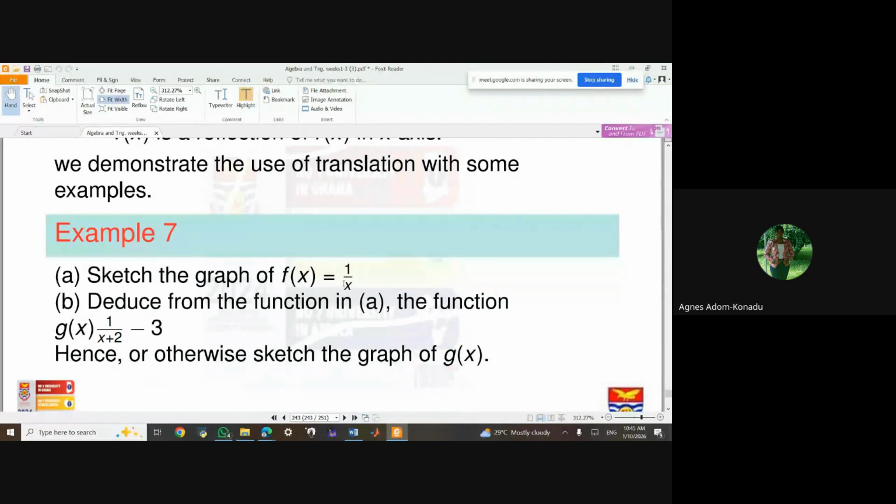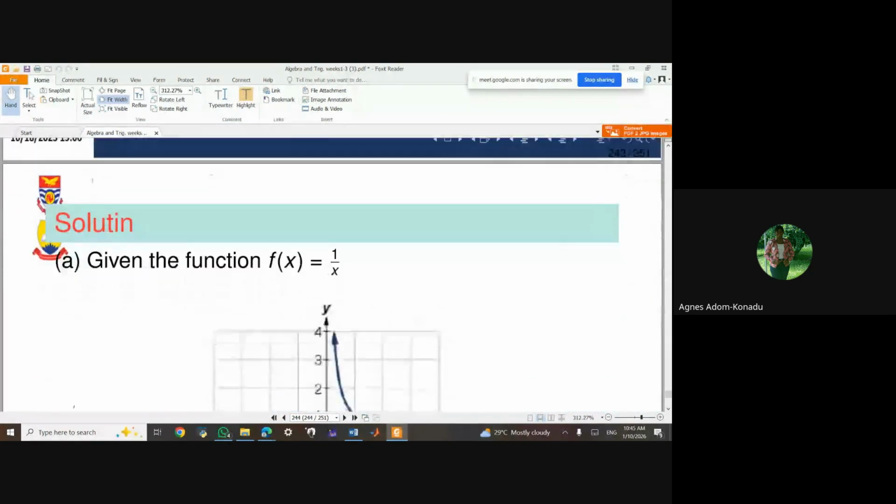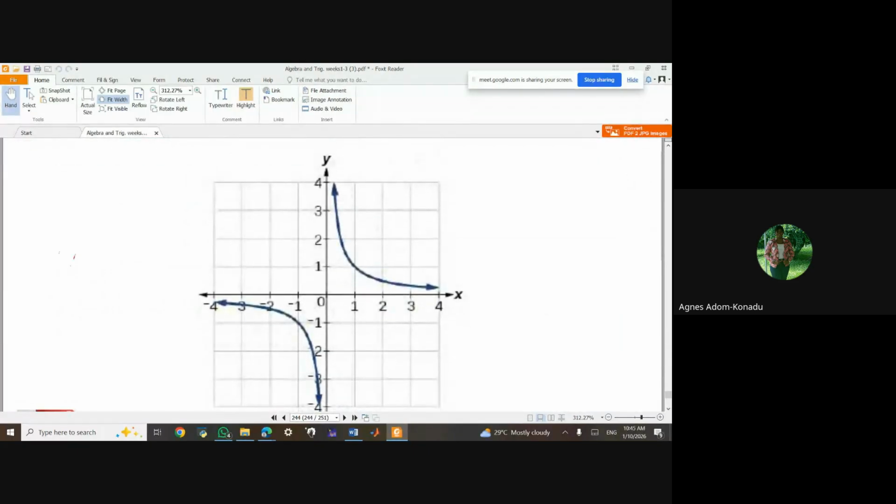Then you have to look at the behavior of the graph as you approach 0, either from the right or from the left. So the graph will look like this. As you approach 0 from the right, it will approach positive infinity. As you approach 0 from the left, it will approach negative infinity. So the graph will look like this.